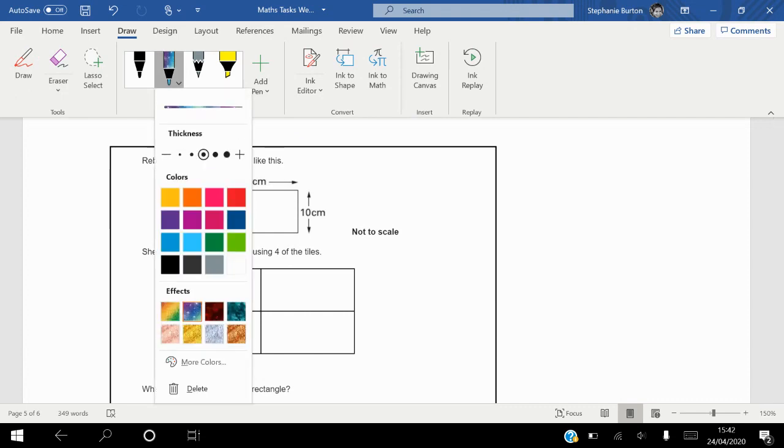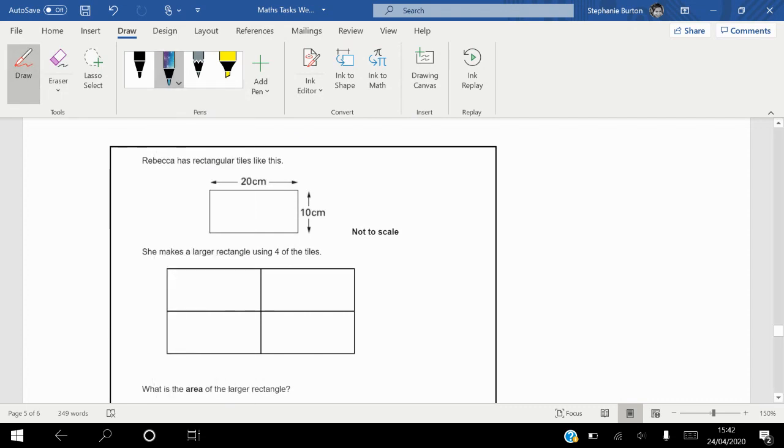We were told that Rebecca has rectangular tiles which are 20 centimetres long and 10 centimetres wide. She makes a larger rectangle using 4 of the tiles. What is the area of the larger rectangle? So I'm going to mark on the measurements that I know. So I know that that's 20. And this rectangle is the same rectangle. So this length is going to be another 20. Okay, which gives me 40 altogether.